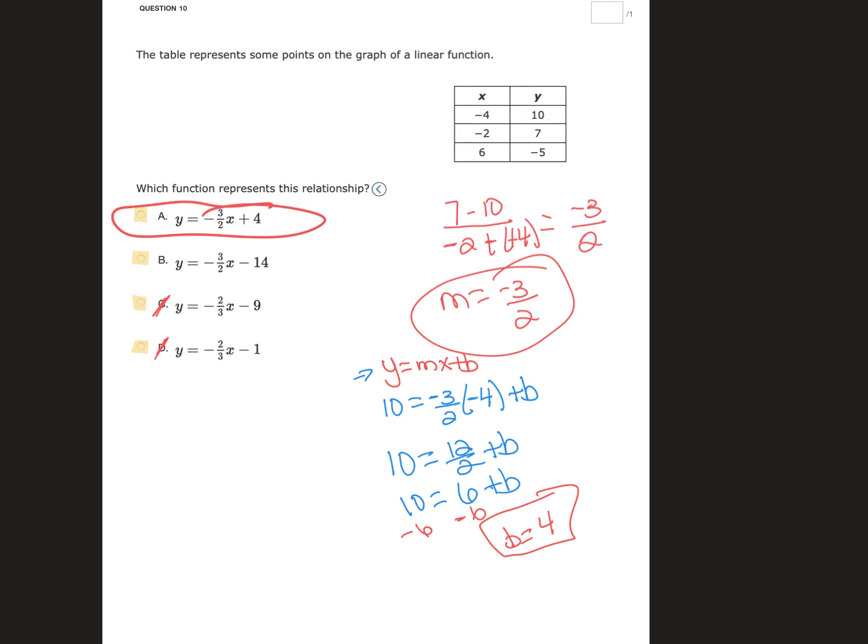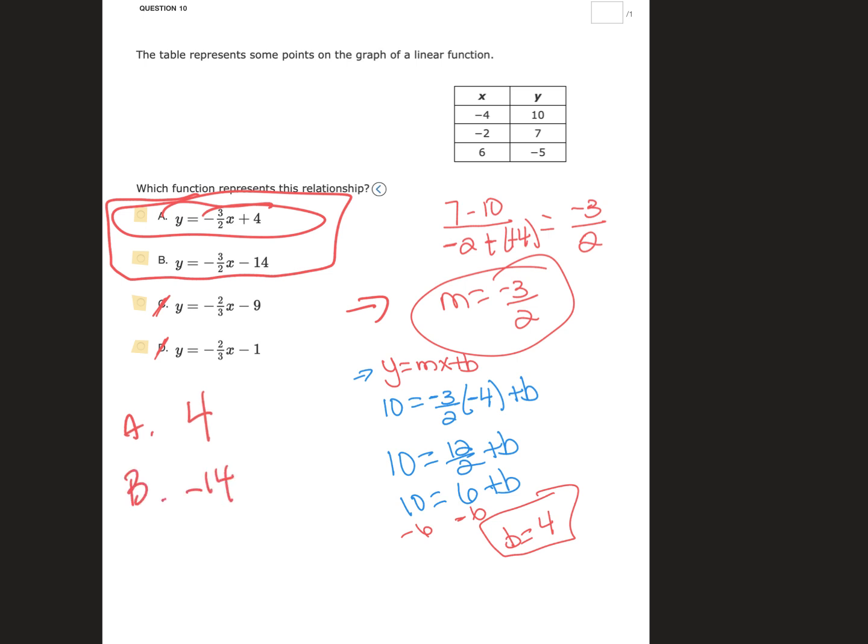Now the other way you could have done it, okay, make it easy on yourself, is this way. Once I found my slope, I knew my only answer choices here were A and B. A has a y-intercept of 4. B has a y-intercept of -14.